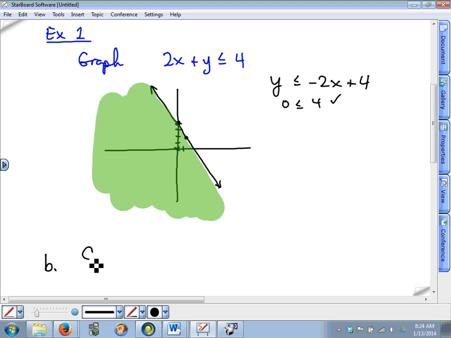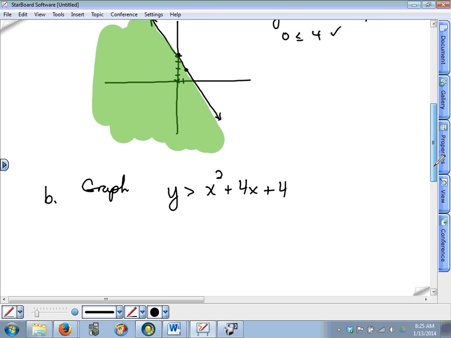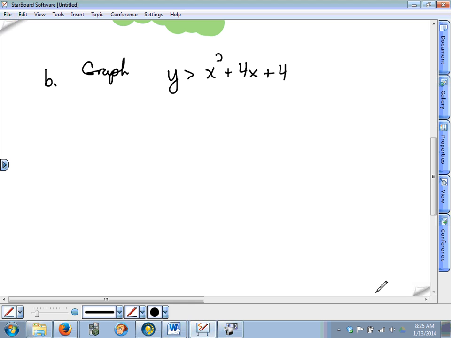Part B. Graph y is greater than x squared plus 4x plus 4. This is going to be quadratic, right? So it's going to be a parabola. Is it going to be a solid parabola or a dotted parabola? Dotted, because there's no line underneath the inequality. It's strictly greater than, and then we got to figure out where to shade.